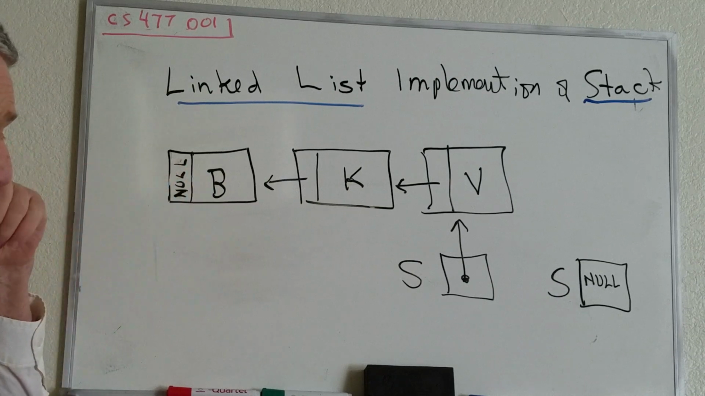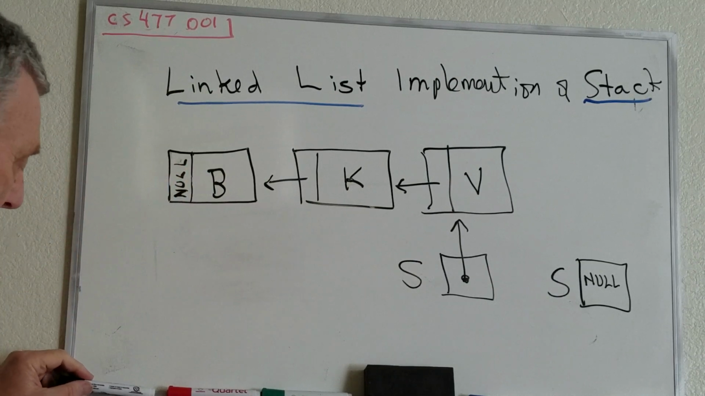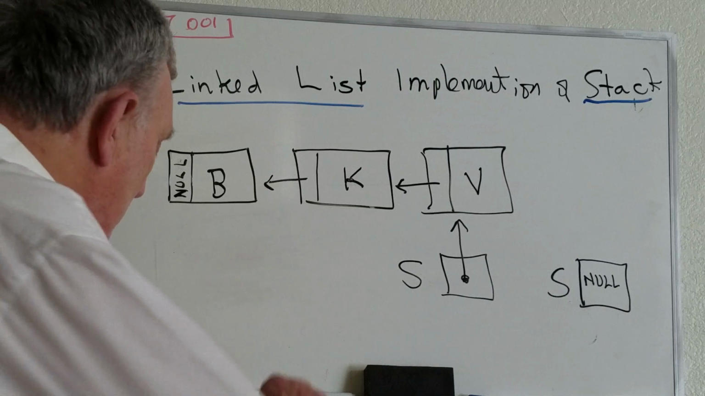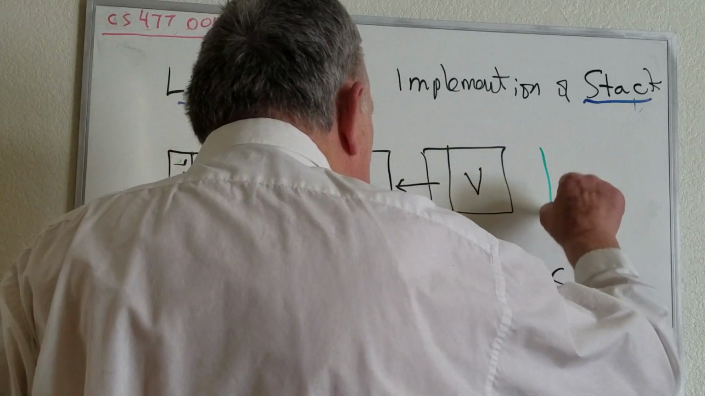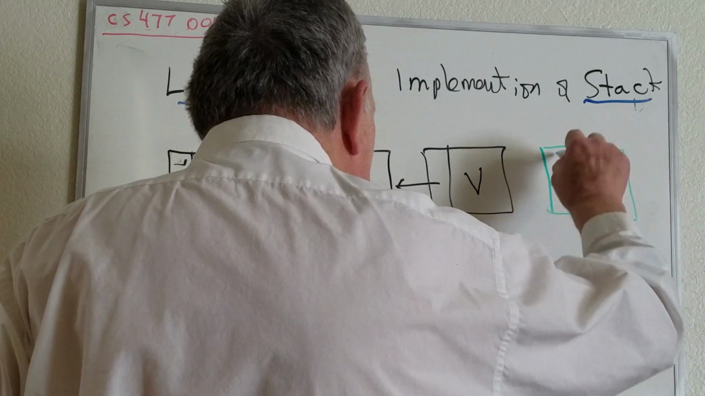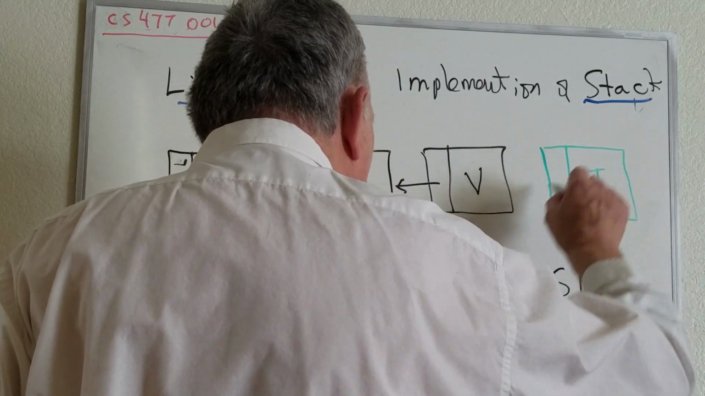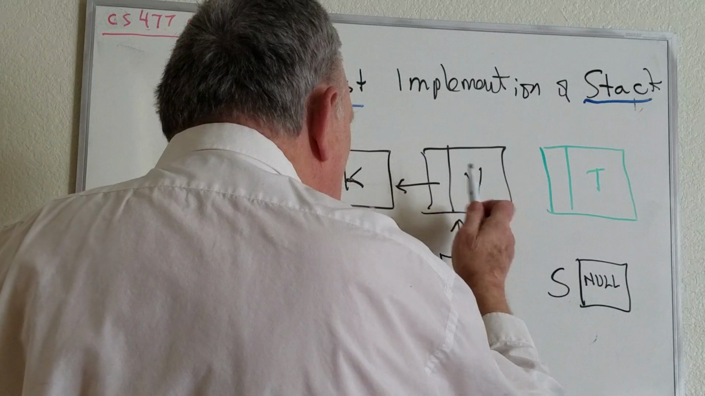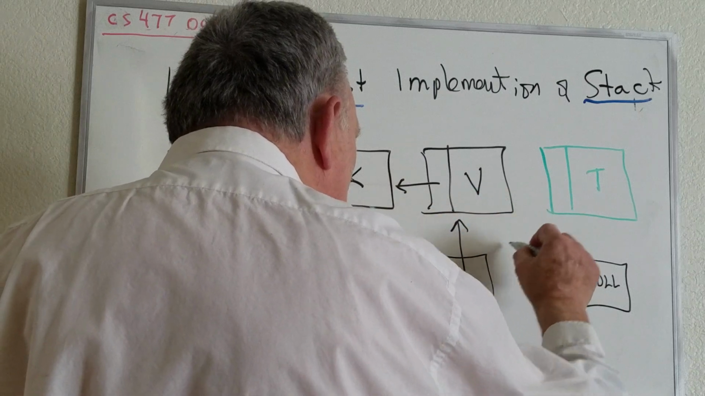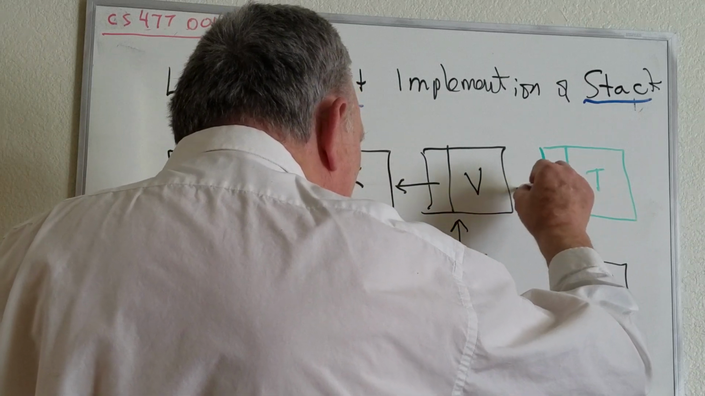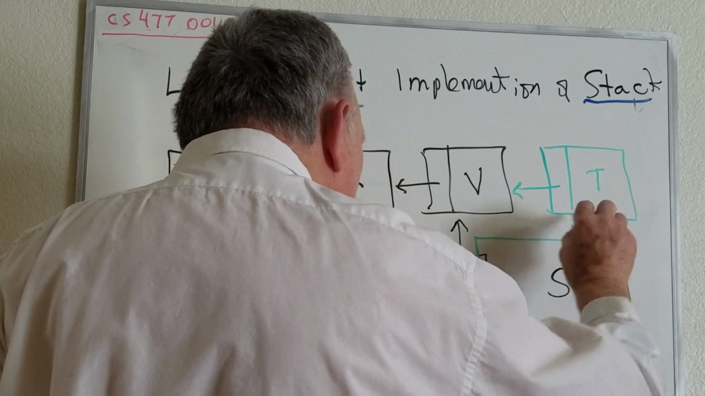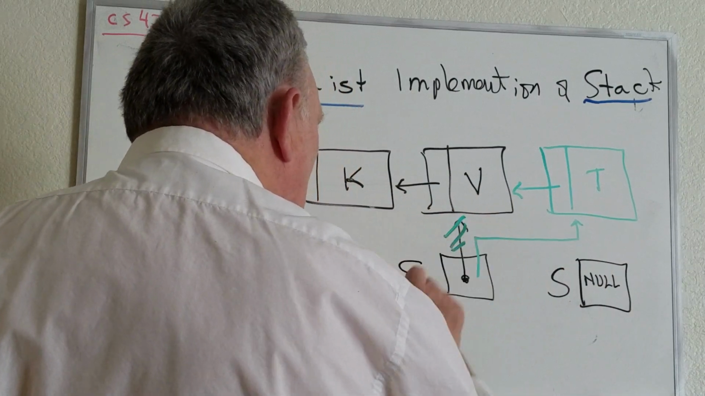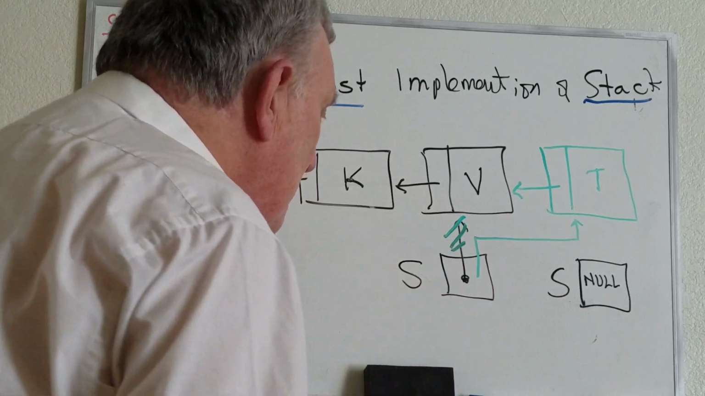Now the way you add something in this situation, or the way you implement push, let's say we're going to push a new variable T here. Then we go here, we create a new node here, we point that here, and then we redefine the pointer S. So this is an insert here.